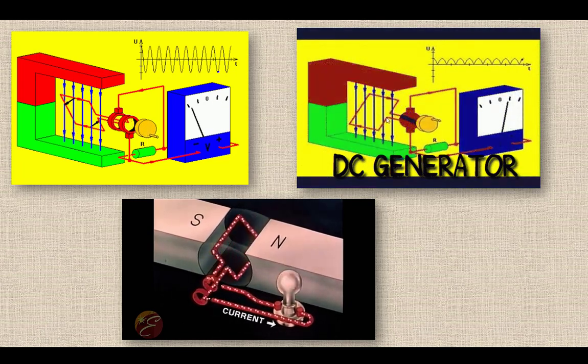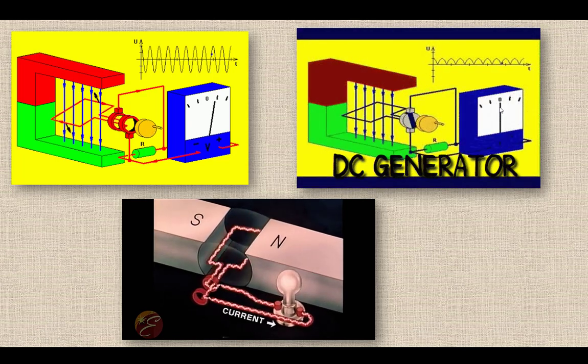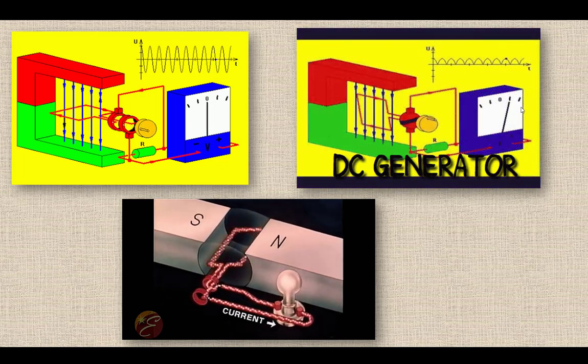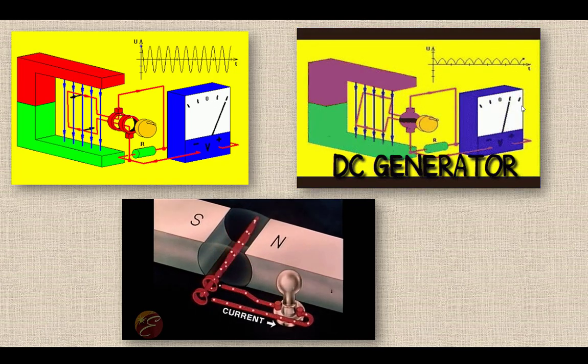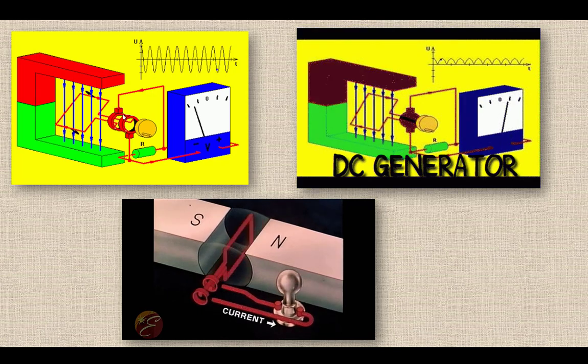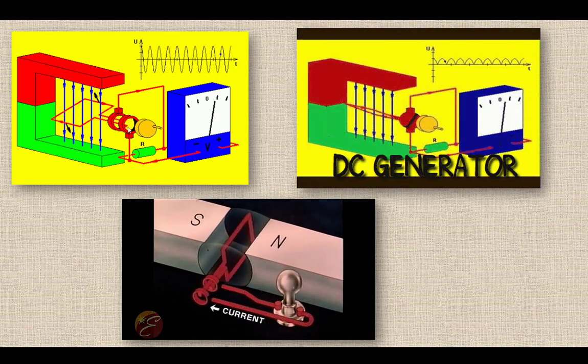Here is a DC generator. Again, I have a winding that's rotating inside a magnetic field, just the same as over here, but in this case, I'm not reversing direction. I still have the rise and fall of the voltage. The voltage is rising and falling, but there's no change in direction. What's the difference? The difference is the external collection system, the commutators.